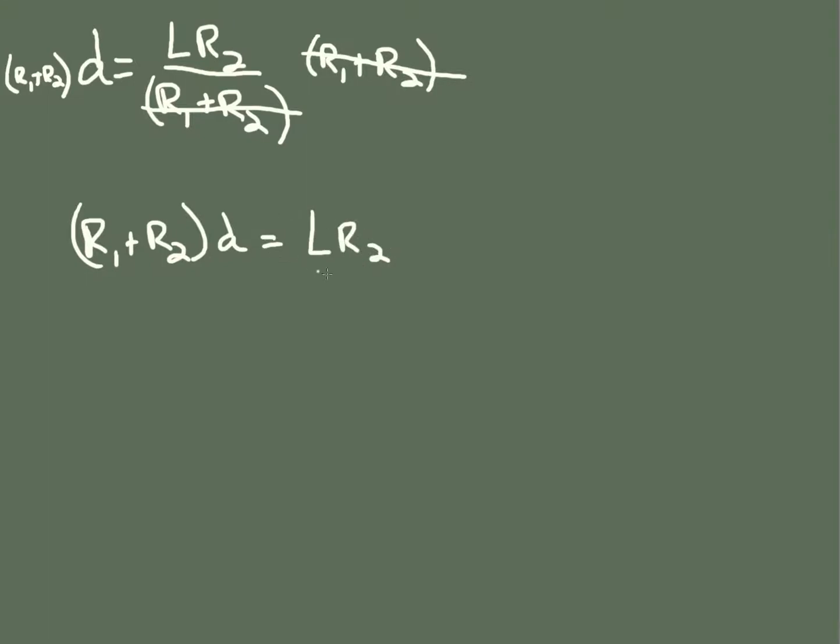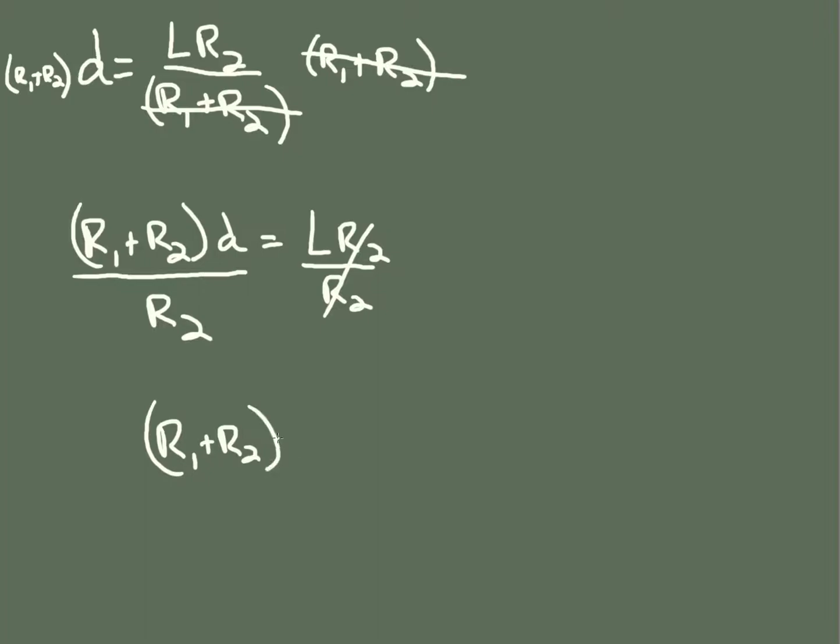And now I can divide by R2 to get my L by itself. I'm going to divide that by R2, and those cancel, and then what I do to the one side, I do to the other side, R2. So now we end up with our final answer here, which is R1 plus R2 in parentheses times D all over R2 equals big L.